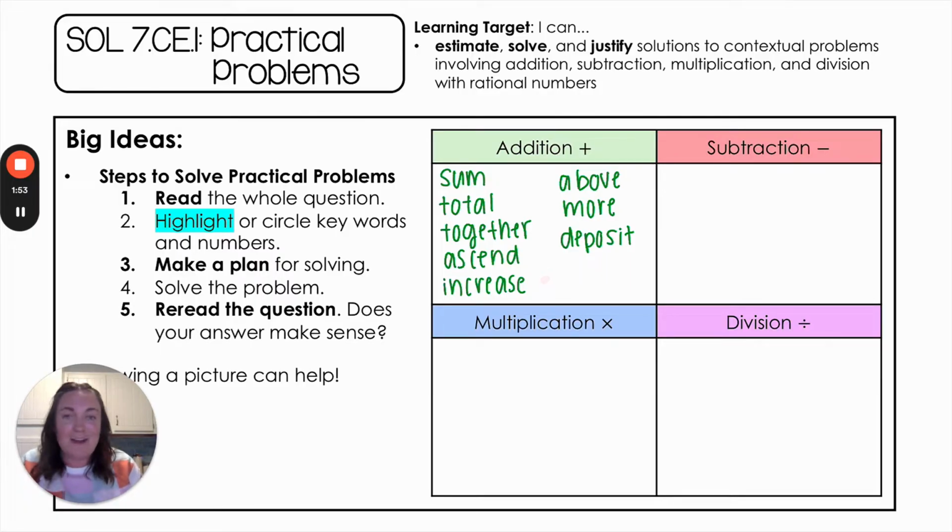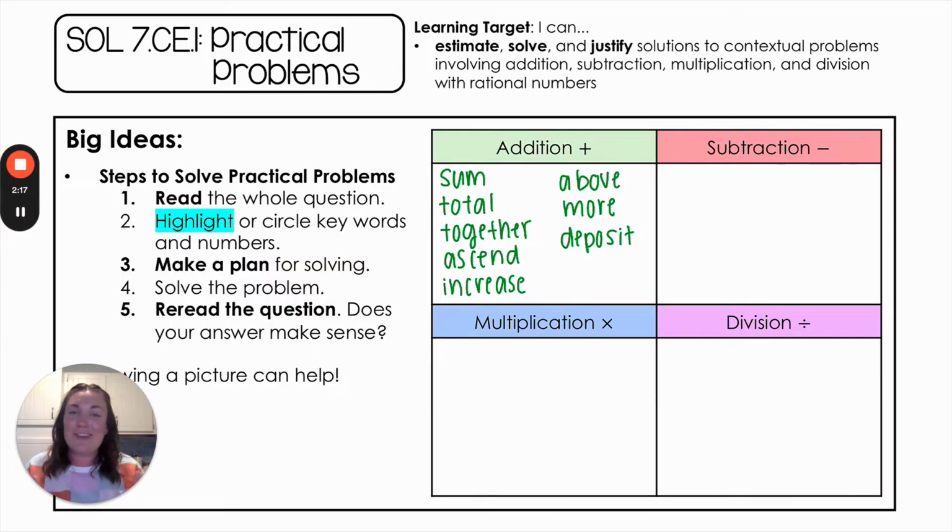Increasing, same thing. If you're increasing your money, or your amount of something, that is going to be adding. Above, the same thing. If I have this much above you or above this, then that's more. All these words are telling us to add. A big money one that we see a lot is deposit. My paycheck gets deposited into my bank account, so that means it's being added.